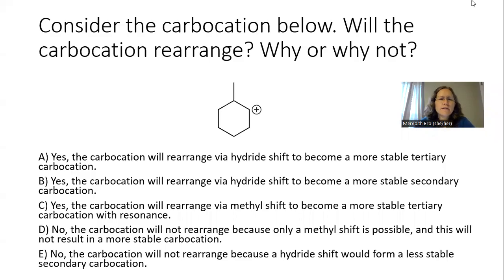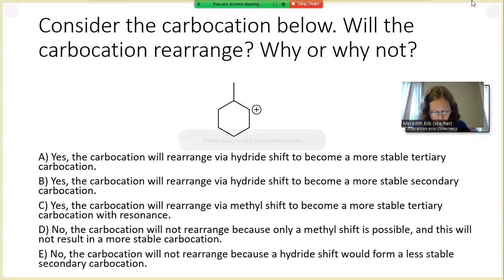Question asks, consider the carbocation below. Will the carbocation rearrange? Why or why not? So to answer this question, we have to take stock of the carbocation that we have, and then think about whether there is a way to make it more stable. So let's use the process that we've discussed to do that.